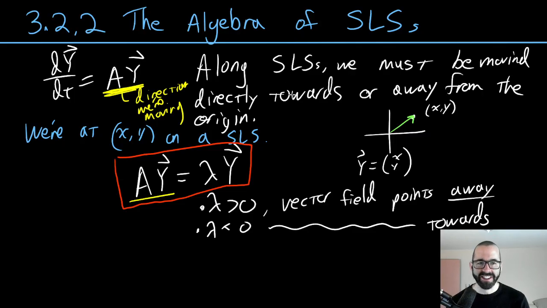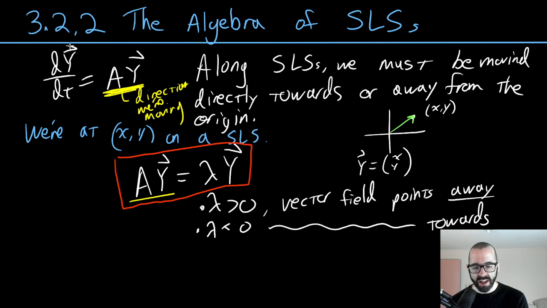Well, at least in these sections. We talk more about other things in 3.4. So if there are straight line solutions, then at any point on that straight line solution, the vector field must point directly away or directly towards the origin.